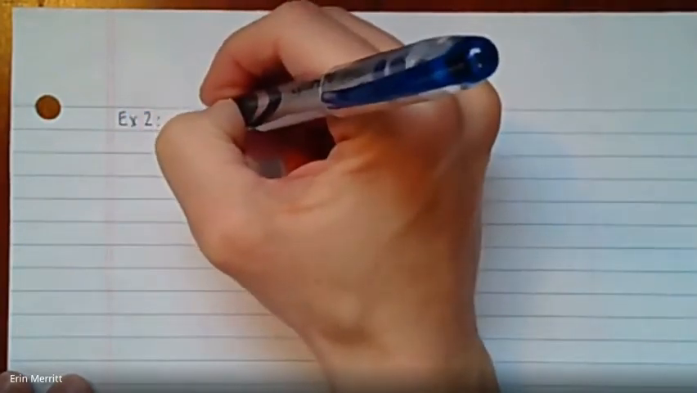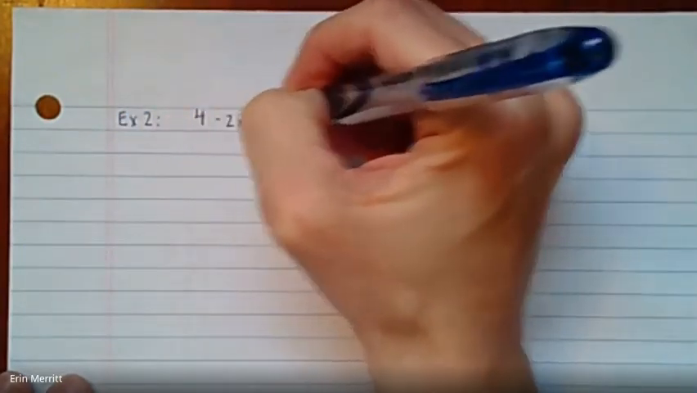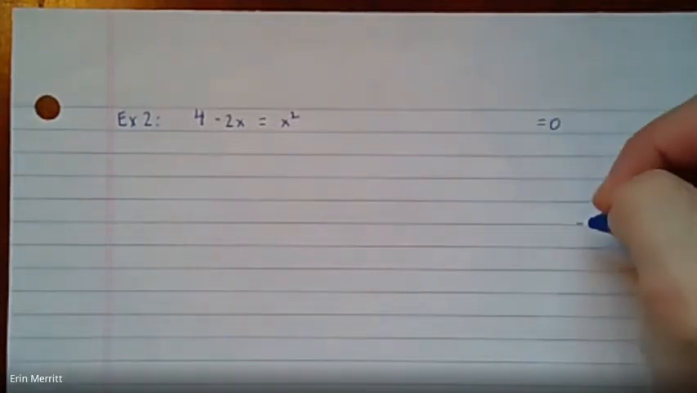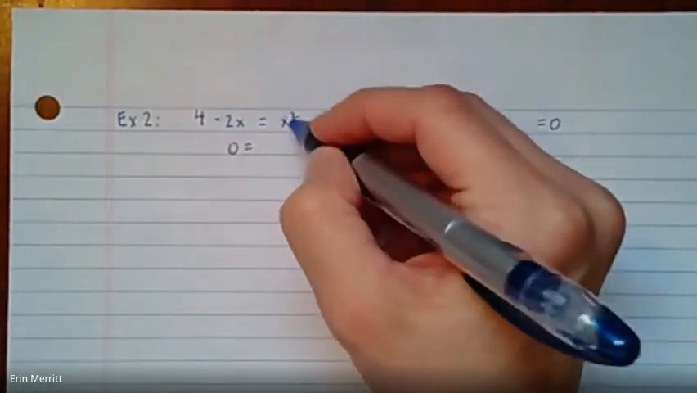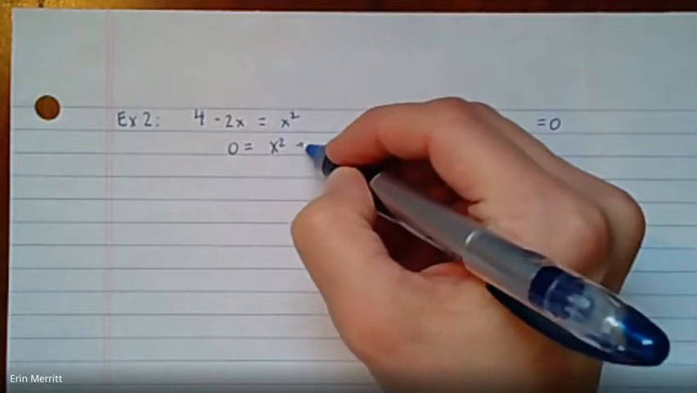All right, example 2. I'm going to give you 4 minus 2x equals x squared, right, with the directions to solve for x. So when you think about what you have to do for this, first things first, you've got to get it equal to 0 so that we can see what's going on. If we move everything to the other side, I always like to keep x squared positive. We're going to add 2x over, subtract 4.